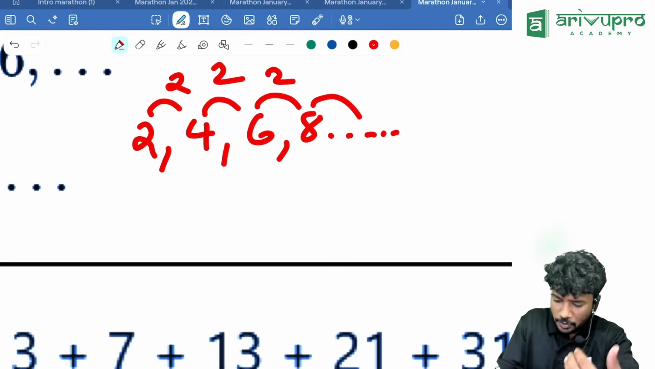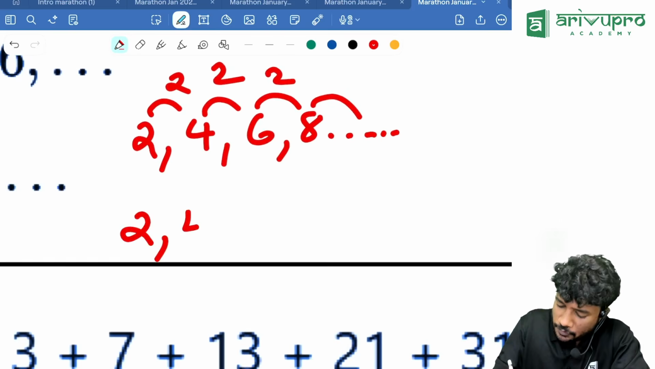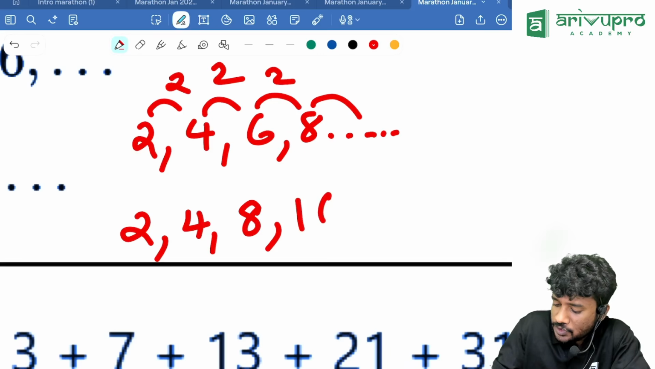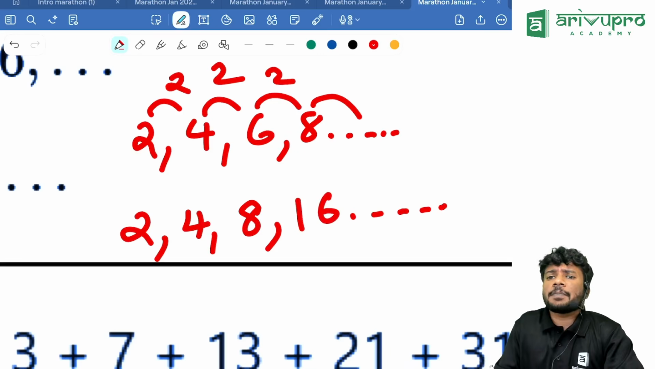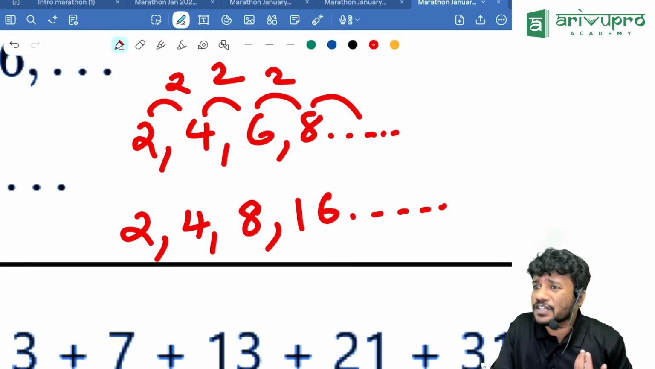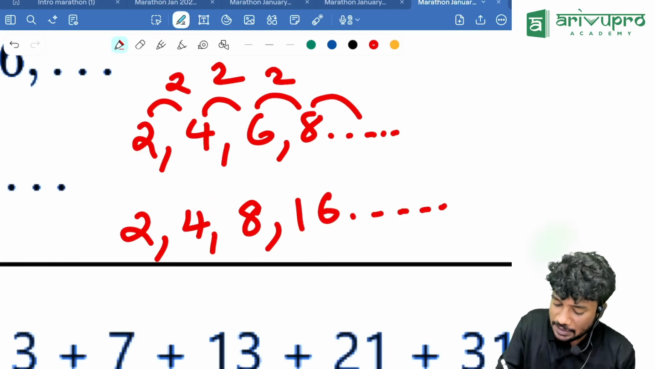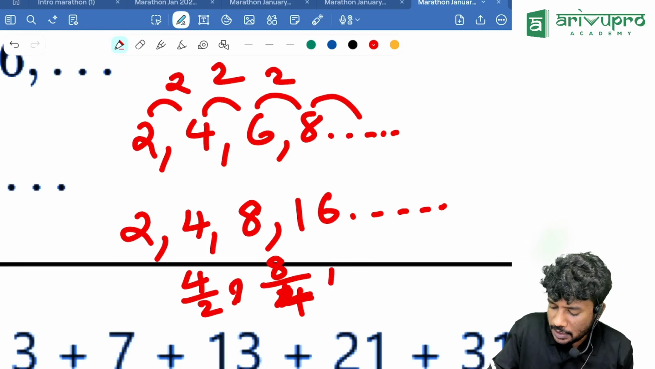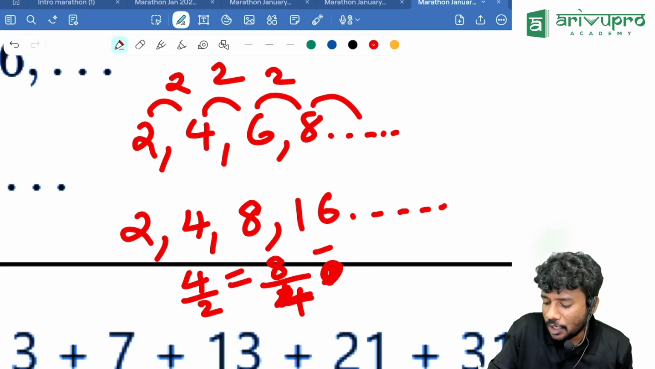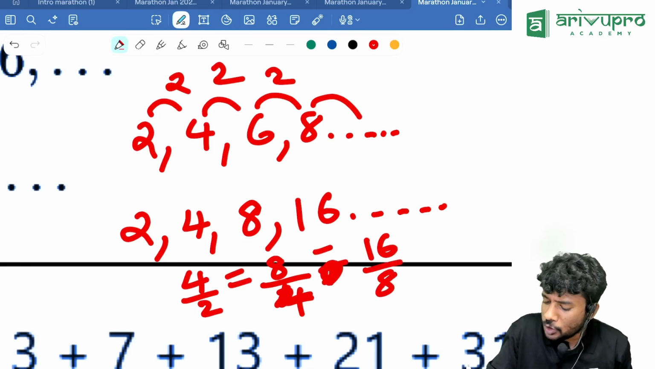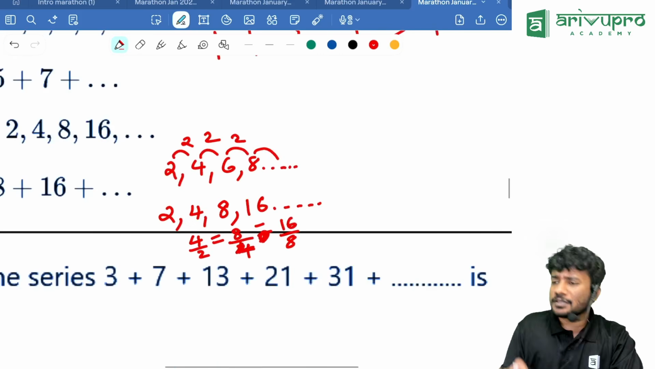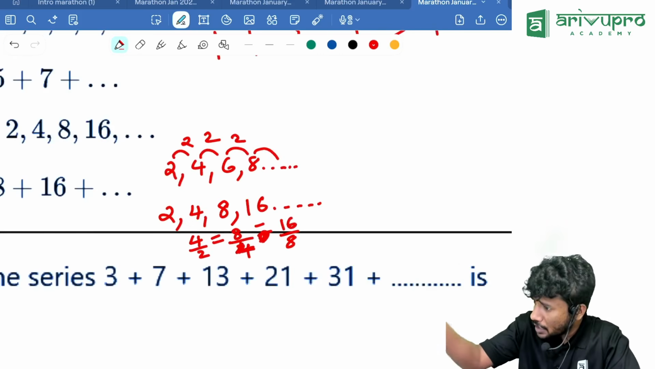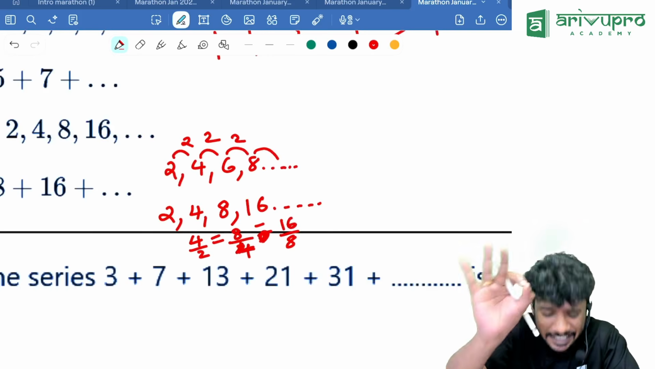Coming to the geometric progression part, 2 is the first number, then 4 is the next number, next is 8, next is 16, etc. How will you identify that the series is in a geometric progression? If there is a common ratio, that means second term divided by first term, third term divided by second term, 16 divided by 8, everything is equal to 2. That means geometric progression means there will be a common ratio, and arithmetic progression means there will be a common difference.